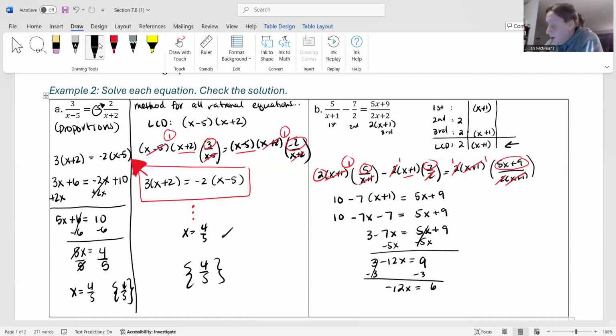We're almost there. So in order to get the x alone, I need to undo the multiplication of negative 12 and x. So I divide by negative 12. Negative 12 divided by itself is 1. 1 times x is x. And then 6 divided by negative 12 is negative 1/2. Now, pause the video if you need to, get all this written down, and then join me at the calculator.